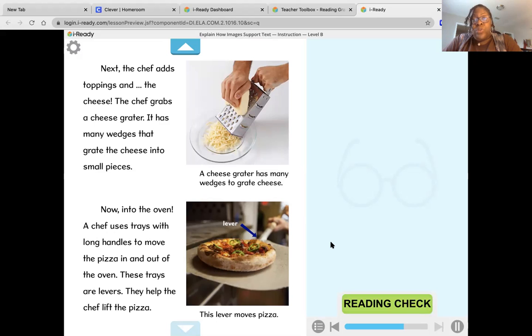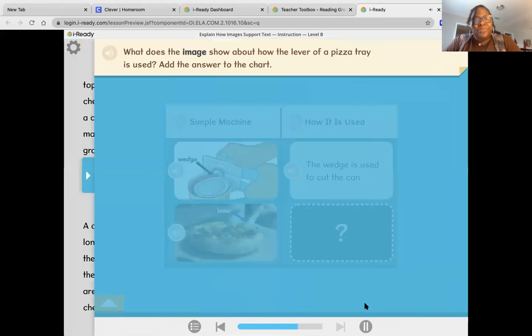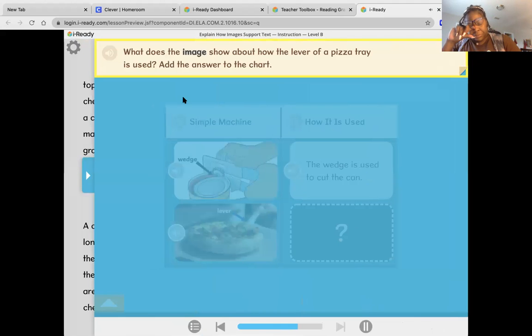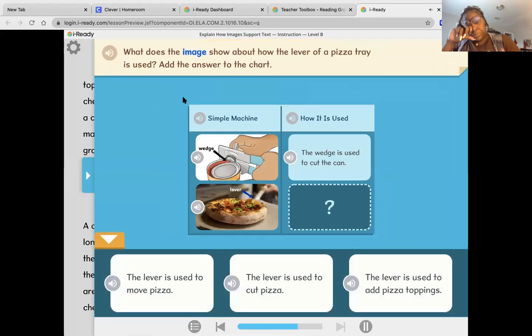Underneath the two pictures, we find captions. The first caption reads, "A cheese grater has many wedges to grate cheese." The next caption reads, "This lever moves pizza." Let's check our reading. What does the image show about how the lever of a pizza tray is used? Add the answer to the chart.